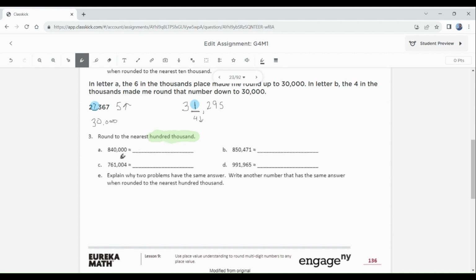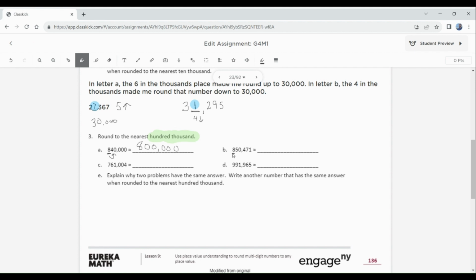So I'm rounding to the nearest 100,000. Find the digit in the 100,000s place. In this case, it's an 8. Peek over at the digit in the 10,000s place, which in this case is a 4. So this 4 is not going to be able to bump this 8 up. So we're going to leave this 8 as is, and all these other digits are changing to zeros. So 840,000 rounded to the nearest 100,000 is 800,000.